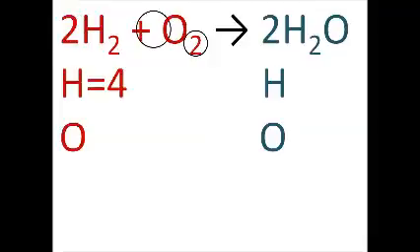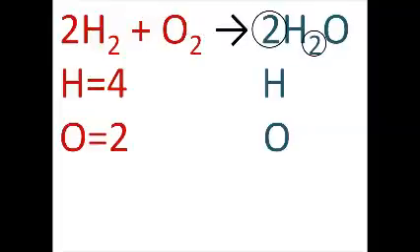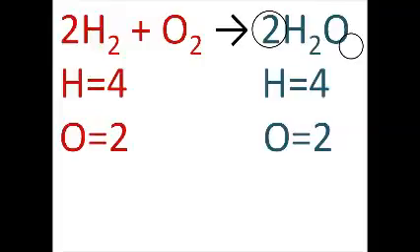Next, notice there is no coefficient in front of the oxygen. When there's no coefficient, you assume that that number is 1. So you'll take 1 times the subscript 2, which gives you a total number of 2 oxygens. You will then do the exact same thing to the product side. You'll take the coefficient times hydrogen's subscript, which is 2, so you have 2 times 2, 4 hydrogens. Then you'll take 2 times the subscript of 1 for oxygen, which gives you a total number of 2 oxygens.